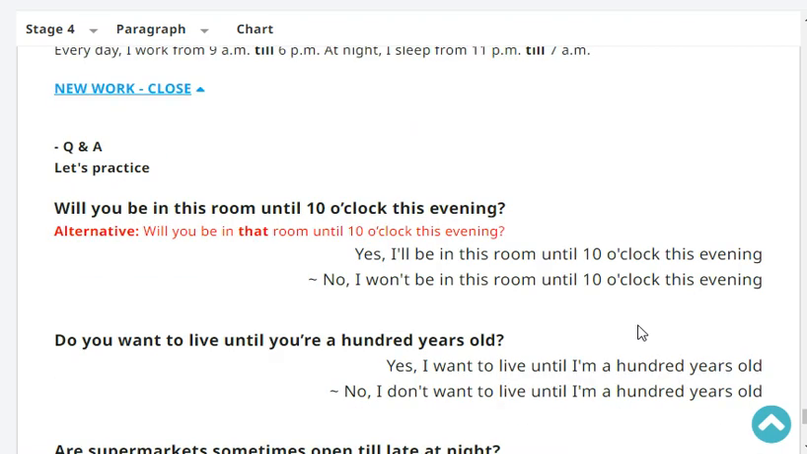Will you be in this room until 10 o'clock this evening? Yes or no? No, I won't be in this room until 10 o'clock this evening.